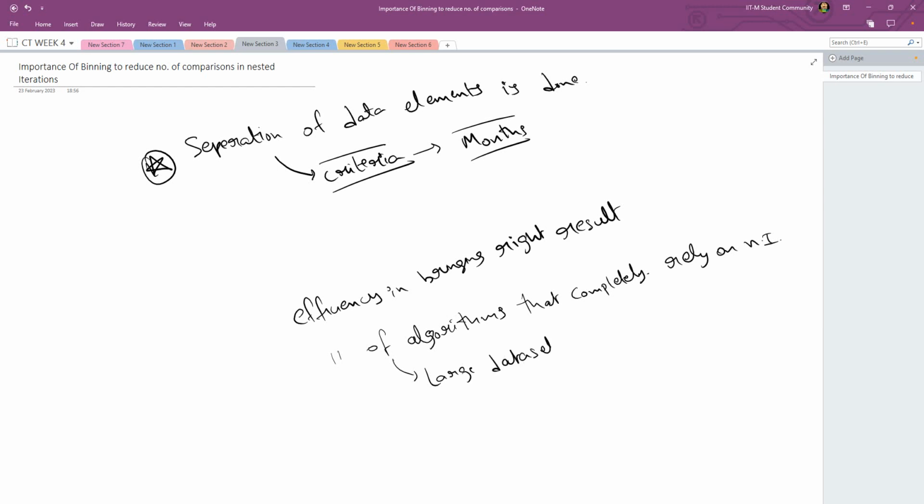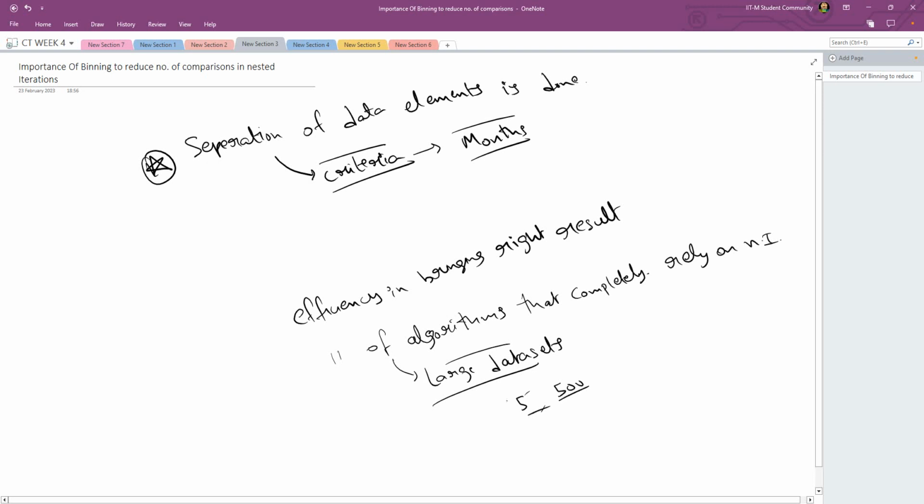Why is efficiency needed in the case of large data sets? That is because there is a big difference in bringing out the right result between a data set having 5 cards and a data set having 500 cards, right? So efficiency is very much needed for large data sets. This is the reason why we use binning for large data sets to get an appropriate result.